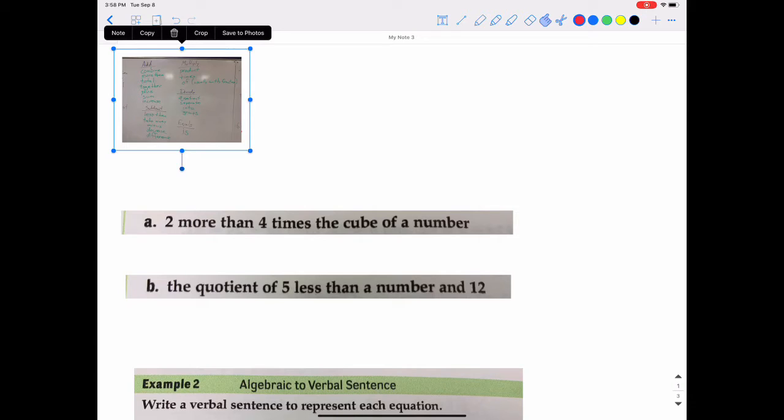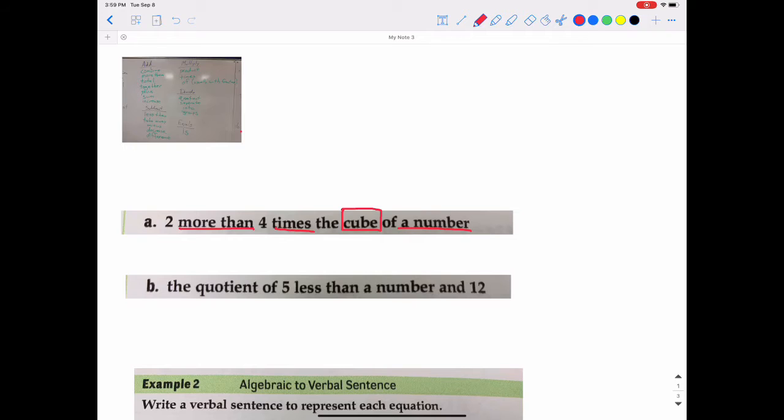And for example, 1a, it says 2 more than 4 times the cube of a number. So there are some of those special words that we see here. We see the words more than. I see times. And I do see a word that was not on that list, and cube. And what does it mean to cube something? Well, cubing something is to the 3rd power, just like squaring something is to the 2nd power. And then whenever it says a number, this is your variable.